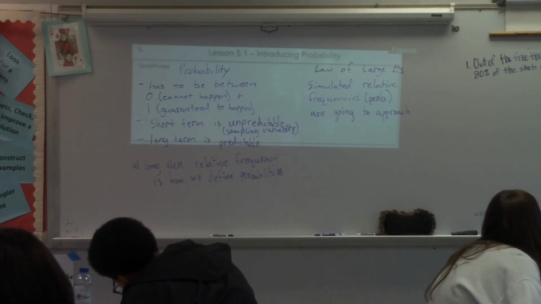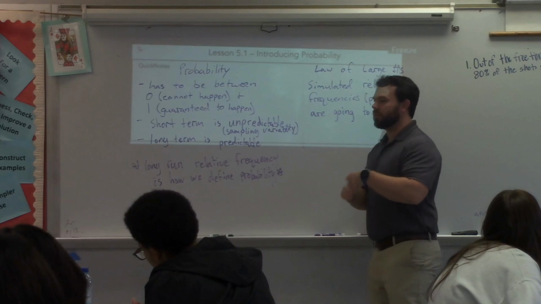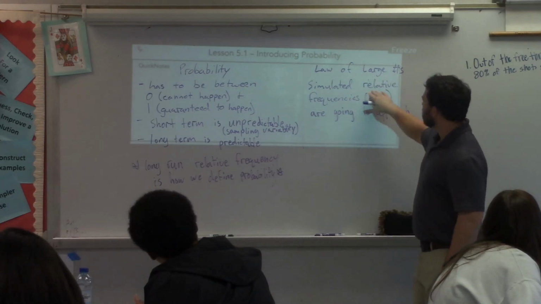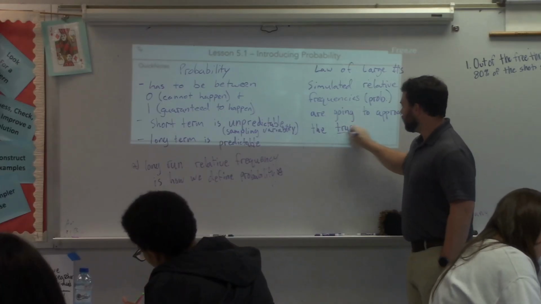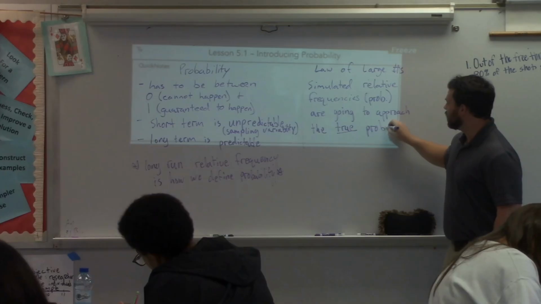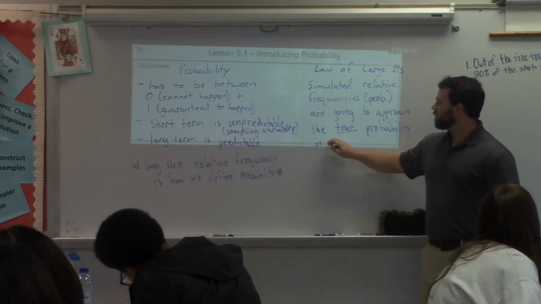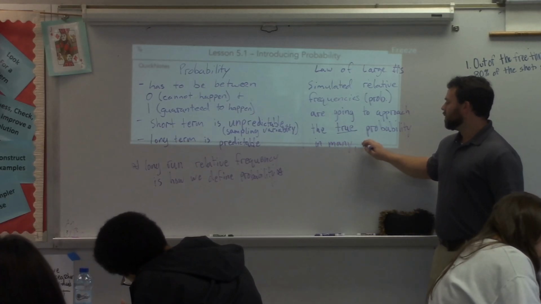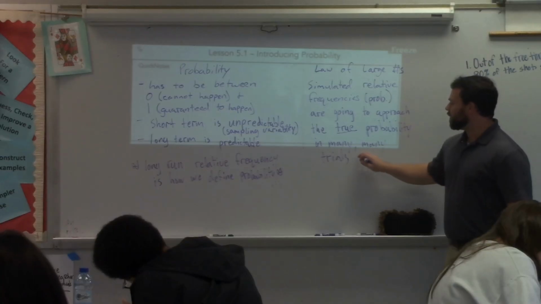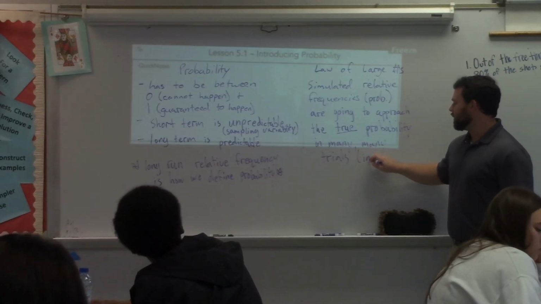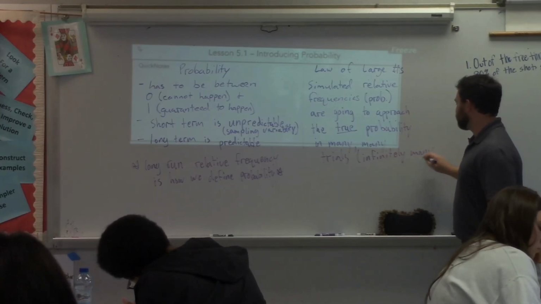The true, the classical probability, if it's equally likely events. The simulated relative frequencies are going to approach the true probability as the number of trials increases. So in many trials. Why we came up with that language, I don't know. Really, infinitely many trials, but many trials, mostly because infinitely many is not really possible.